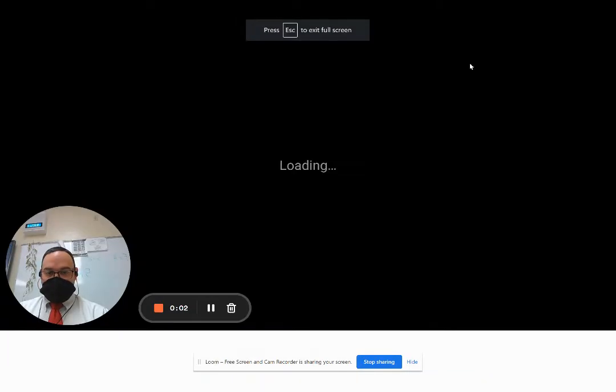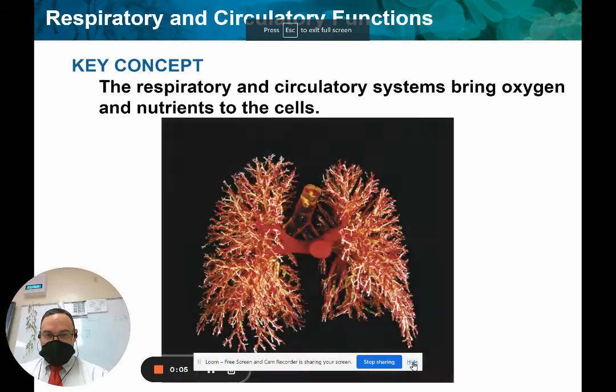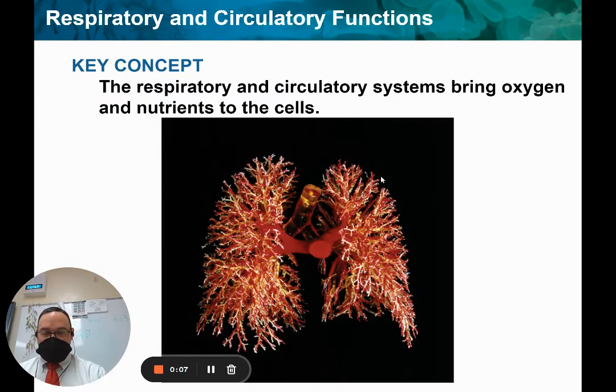All right, so here is chapter 27, section 1. We'll be talking about respiratory and circulatory functions and the respiratory and circulatory system.